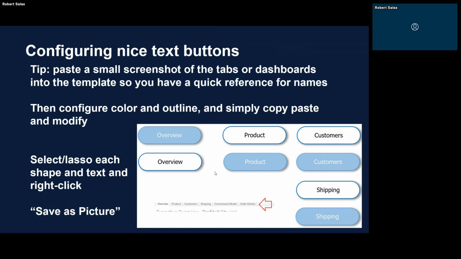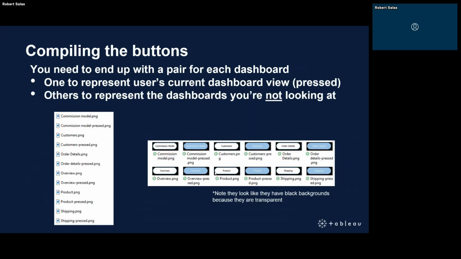You do need to create sets. So you can see on here, I have a pair for overview. I have a pair for product. I have a pair for customers. And the reason for that is you need one that shows both what you've pressed and where you are and what you're looking at. So navigationally and intuitively, people know where they are. And also the unpressed buttons for where they could go. So you wind up with a bunch of pairs.